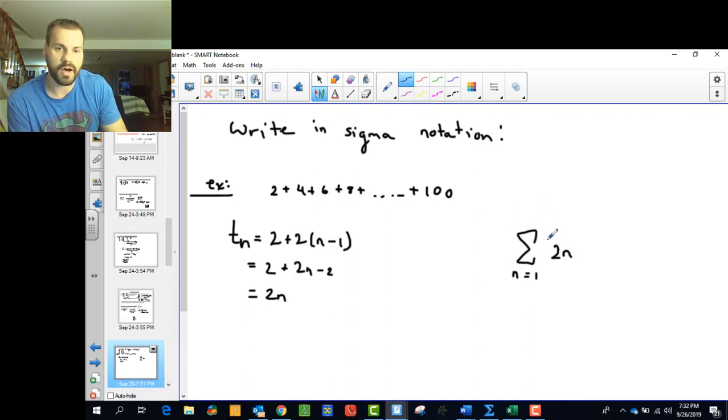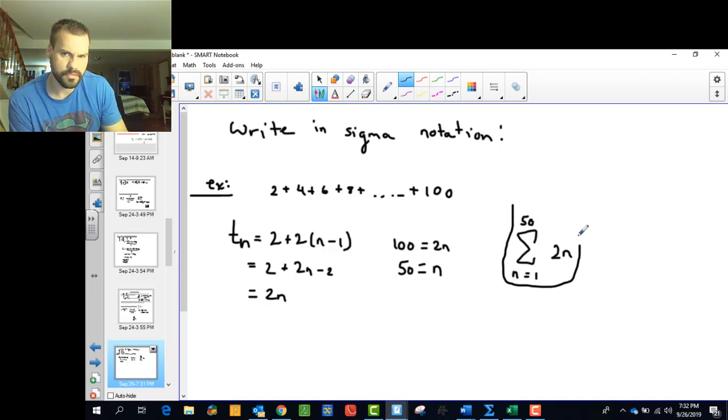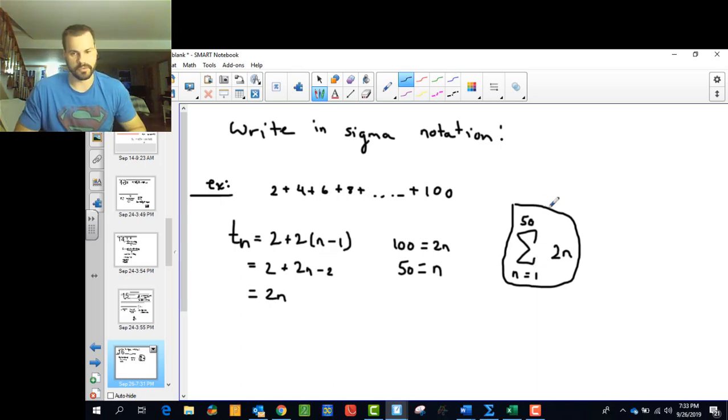And then I need to figure out where I'm going to stop. In order to figure that out, I have to figure out what n is when Tn is 100. So if 100 is equal to 2n, then n is 50. So I'm going to go from 1 to 50. And that's how I write that in sigma notation. So I find how many terms there are in the sequence or the series, and then I go Tn from 1 up to that number. That's how you write things in sigma notation.